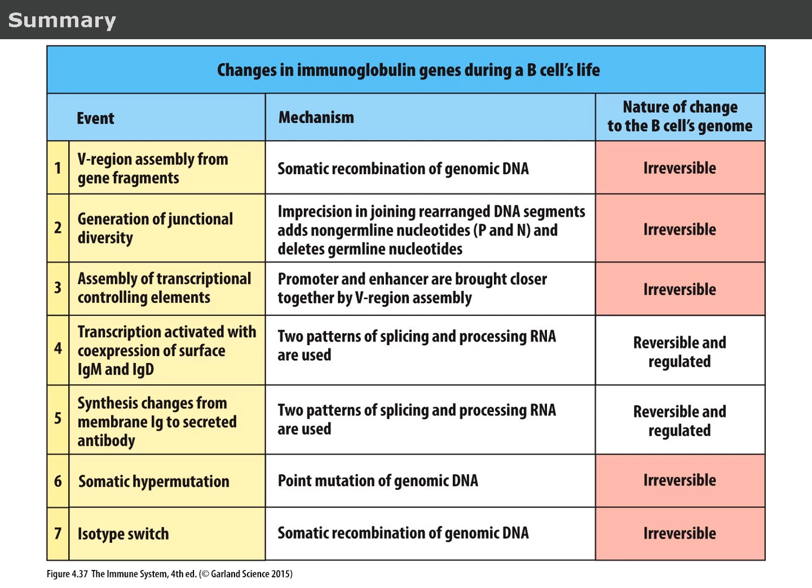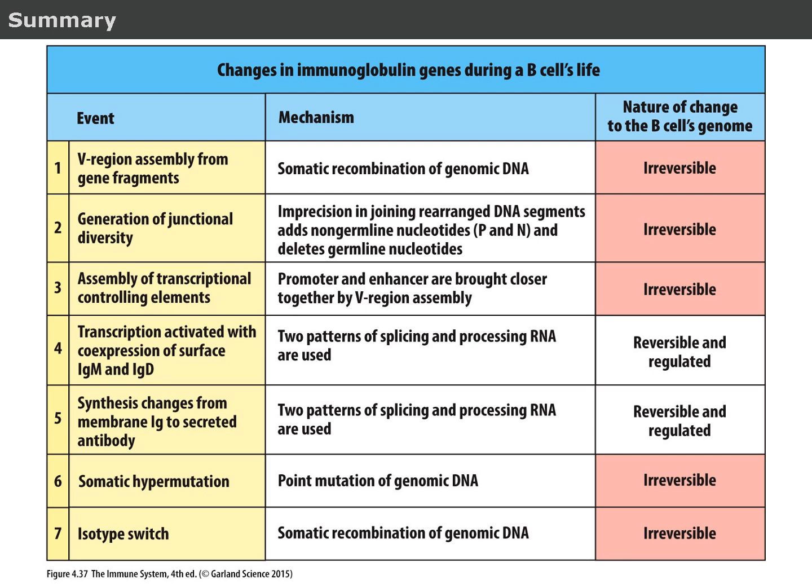First, variable region assembly occurs through somatic recombination of gene segments. This process is irreversible and sets the foundation for antigen specificity. Second, junctional diversity is generated by the imprecise joining of gene segments, introducing additional nucleotides. This further diversifies the antigen-binding site and is also irreversible.